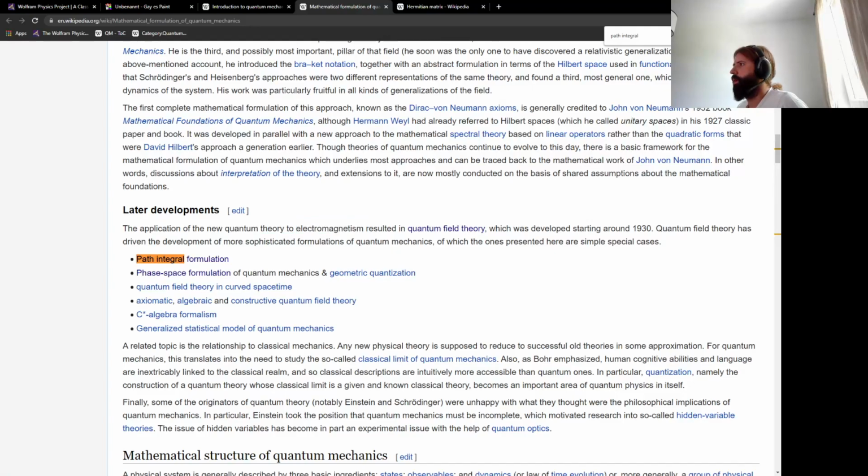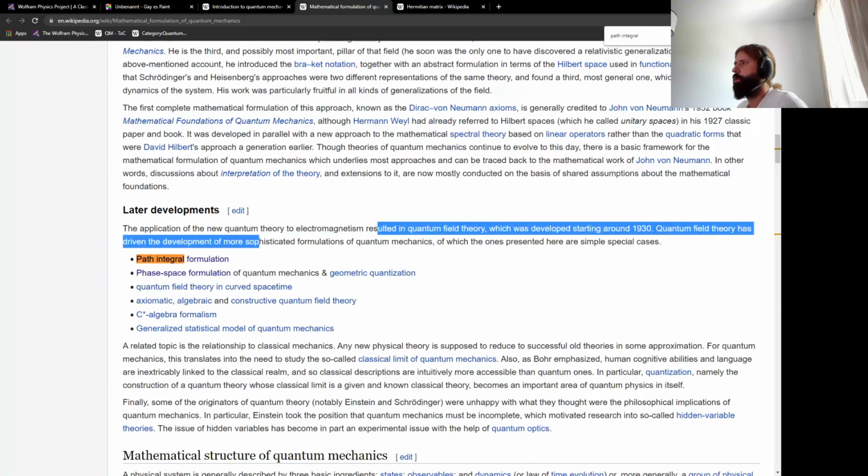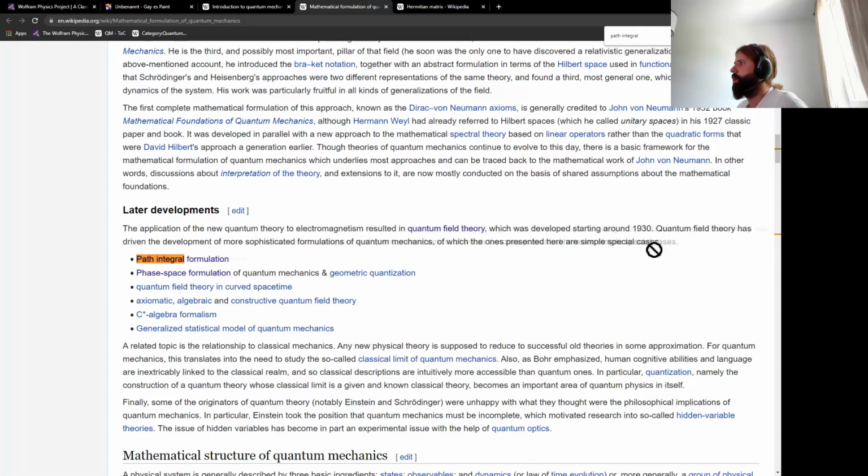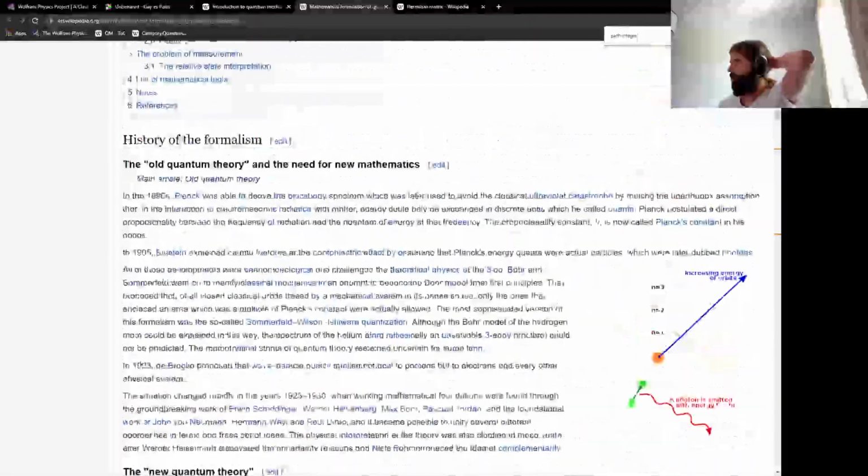Electromagnetism resulted in quantum field theory, which was developed starting in the 1930s. Quantum field theory has driven the development of more sophisticated formulations of quantum mechanics, and quantum theory to electromagnetism. So electromagnetism is something that I also would like to check in general. But I'm getting a good sense of a map here. Maybe we could do a bit of the exercise to actually have a kind of map that we build somehow. But yeah, okay, cool.